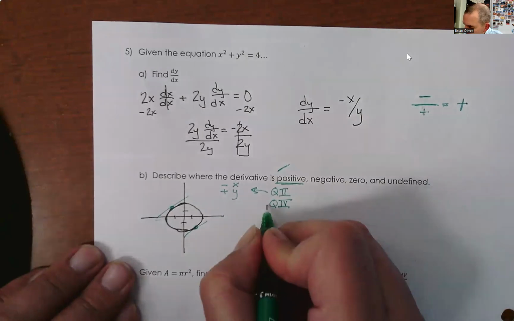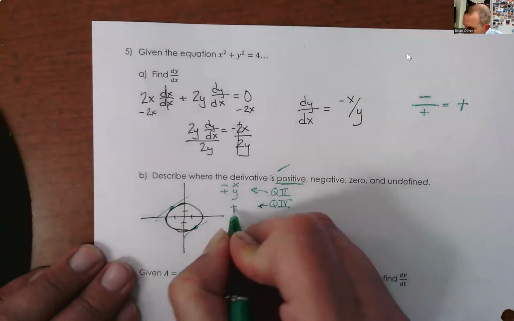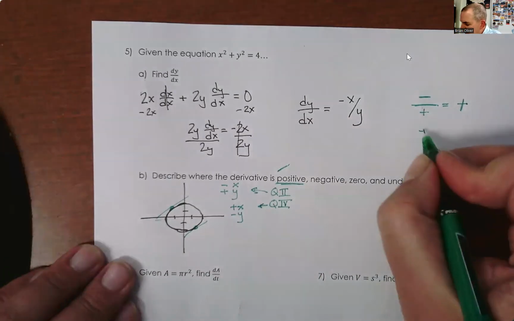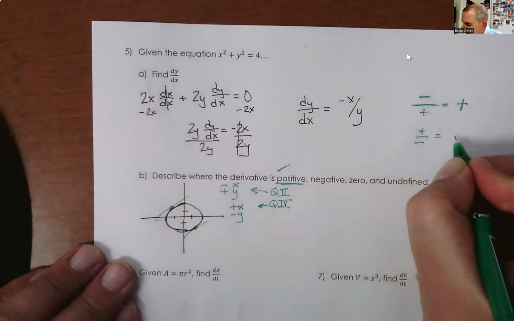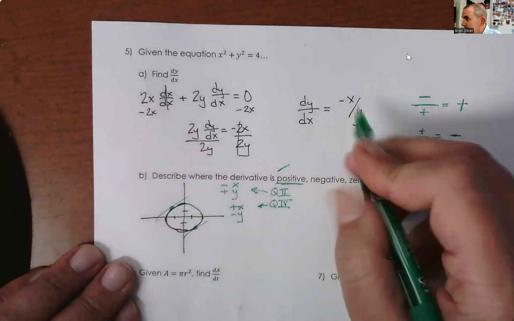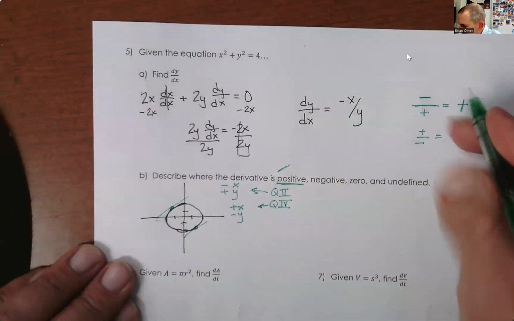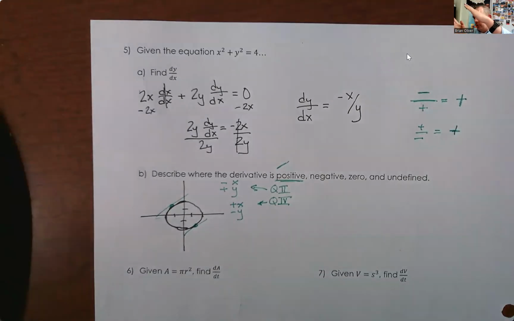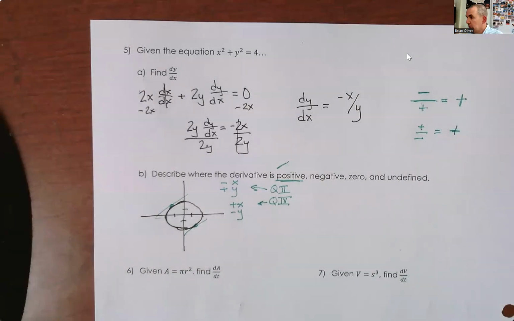Same idea holds for quadrant 4, where you have positive x's and negative y's. So this ends up with a positive over a negative, which gives us a negative. But that negative sign that's with the xy makes it a positive. That's why we're positive in 2 and 3, which if you look at a circle, you're positive in quadrants 2 and 4, not 3, 2 and 4.